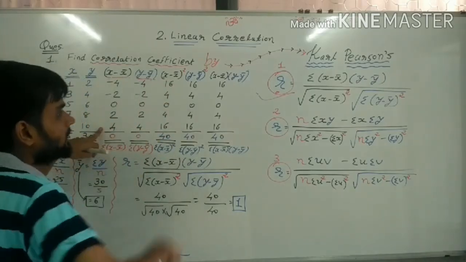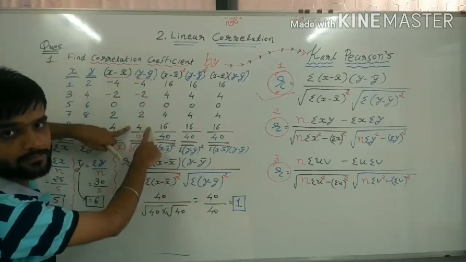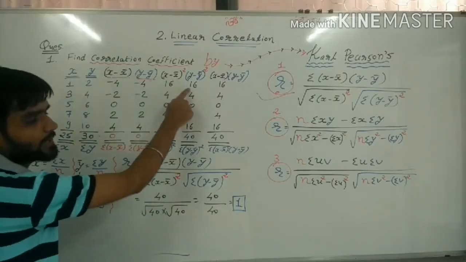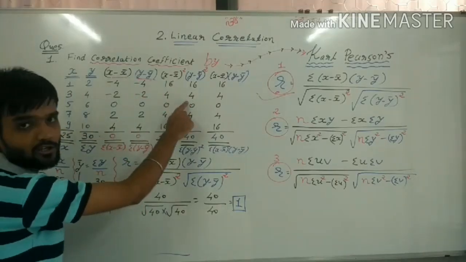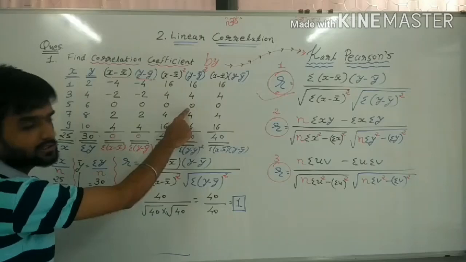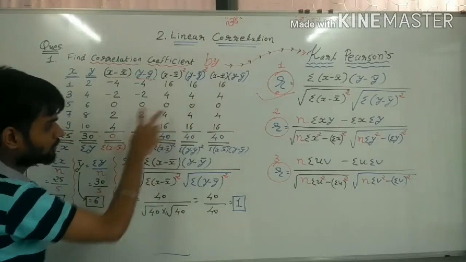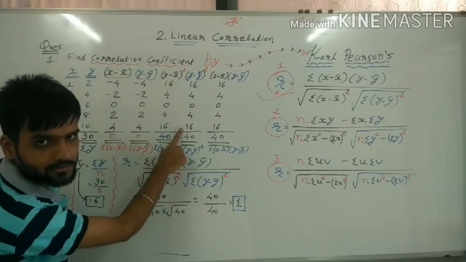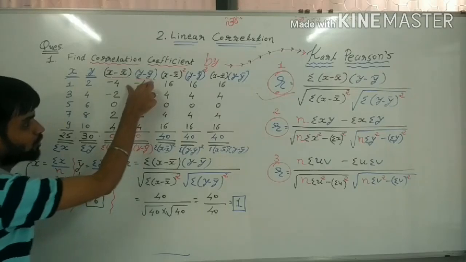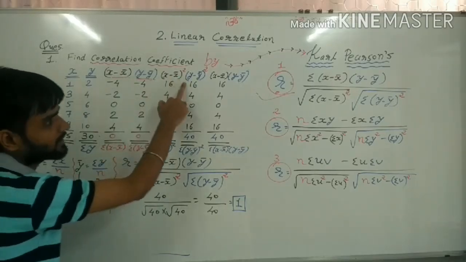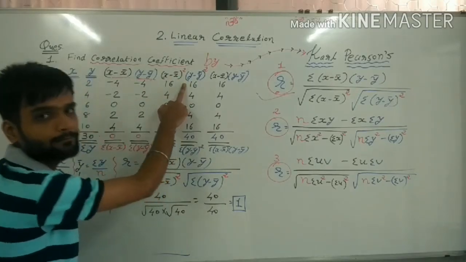In the same way we are finding y minus y bar square. Minus 4 square, 16. Minus 2 square, 4. 0 square, 0. 2 square, 4. 4 square, 16. So all the values are squared for y minus y bar square.